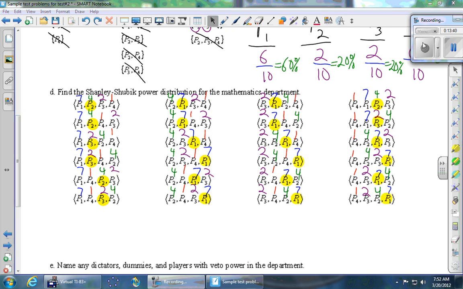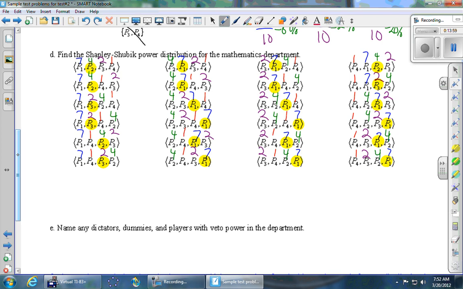Okay, so I've highlighted all the players that I think are pivotal. So take a moment, maybe pause the video here if you'd like, and compare your answers to mine. And now that we've got all the pivotal players circled or highlighted, again, our job is to come up with fractions, just like we did up above, to represent the power distribution.